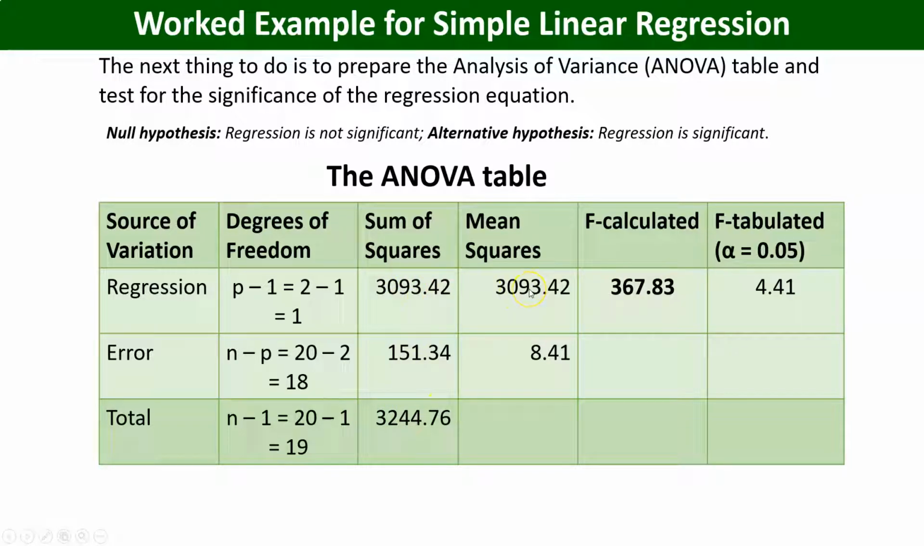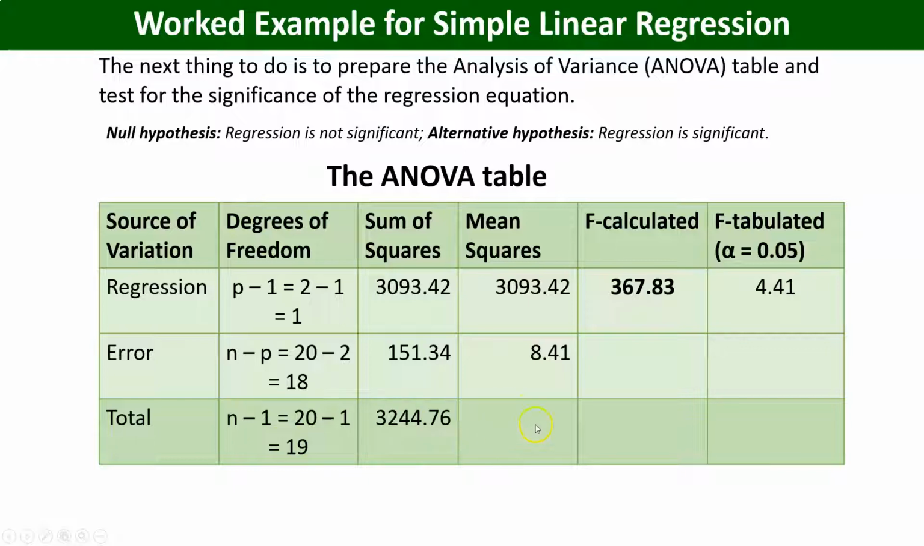And then you move on to the column for mean squares. So to get each value for mean square, you will divide your SS by its degree of freedom. So for regression, it will be 3093.42 divided by 1. That's what gives us this. For error, it will be sum of squares for error divided by the degrees of freedom for error, and that gives us 8.41. Now, we don't compute mean squares for total because mean squares are not additive. So we don't say 3244.76 divided by 19. No, we don't do that.